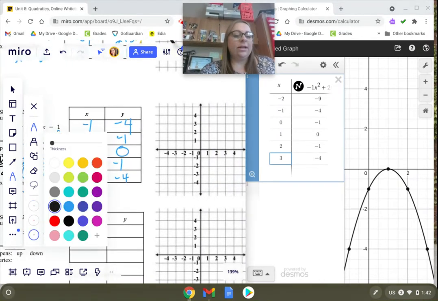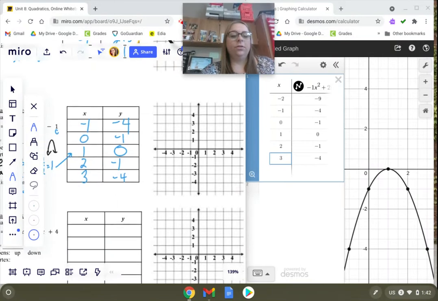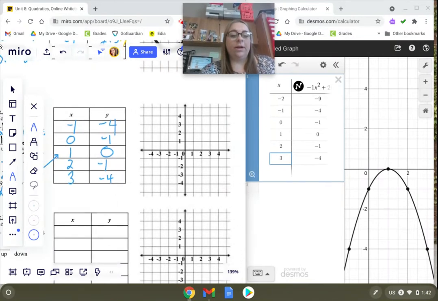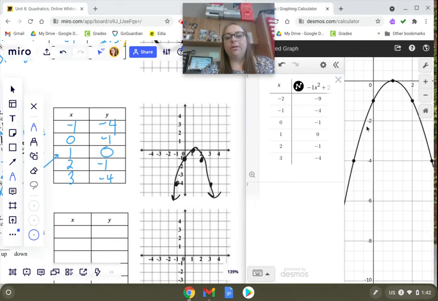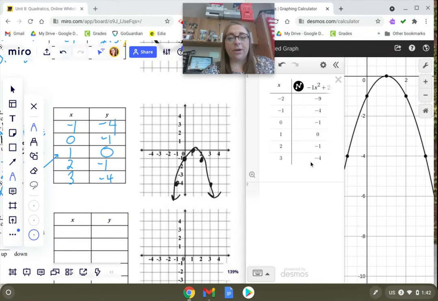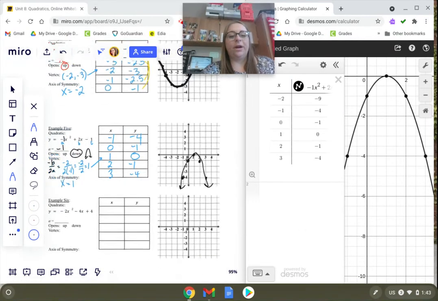And then lastly, let's graph our quadratic. So negative 1, negative 4 is here. 0, negative 1 is here. 1, 0. 2, negative 1. And 3, negative 4. So there's my graph. Not as pretty as what Desmos does, but it still works out. So again, not too different, and really Desmos heavy to help us graph these.